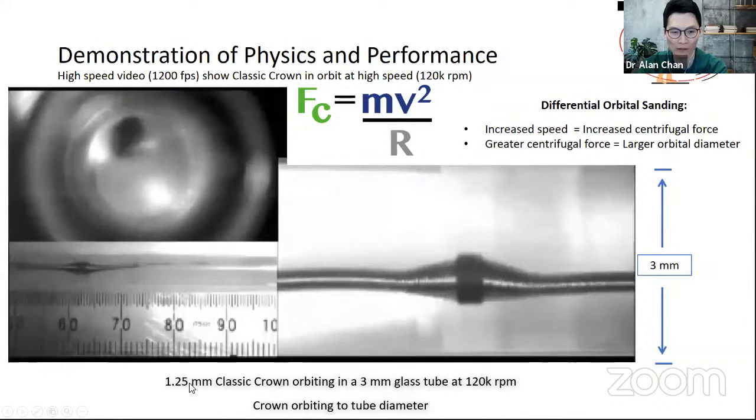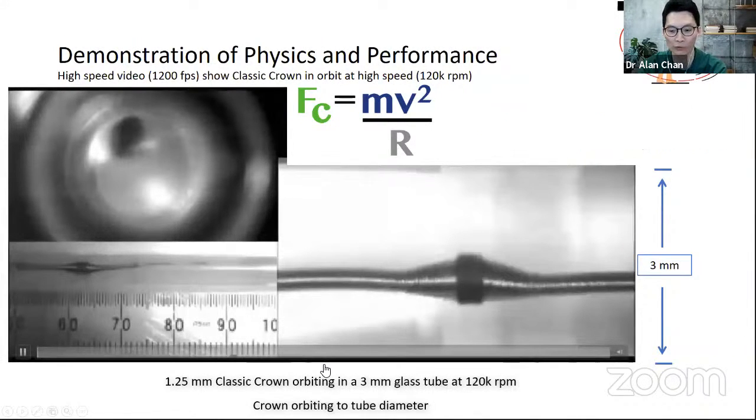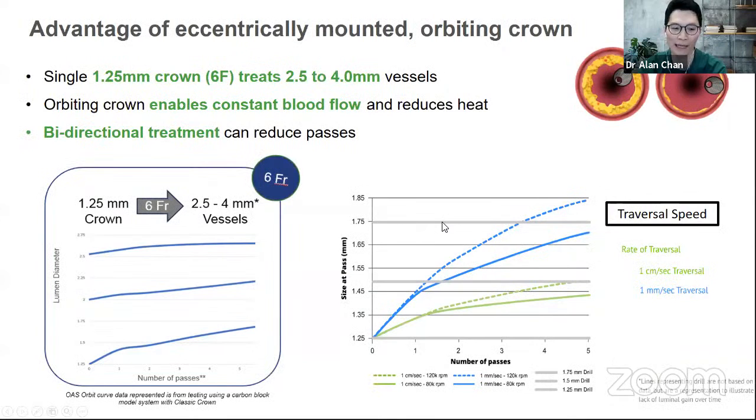It all comes with a 1.25 crown. So one size should treat most of the vessels, ranging from 2.5 to 4.0 vessels. Unlike rotational atherectomy, for a 1.5 burr, most of the time you are only able to get a 1.5 lumen, 2.0 burr, then you get a 2.0 lumen. So for orbital atherectomy, it actually depends on the speed of the atherectomy. If you go to low speed or high speed, you can actually increase the diameter or luminal gain.